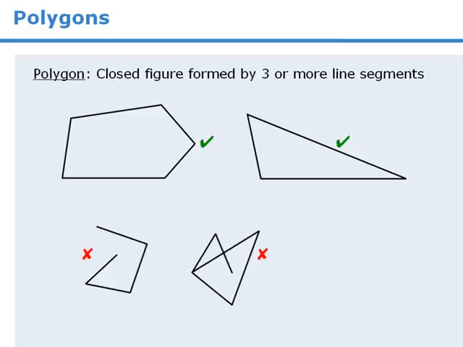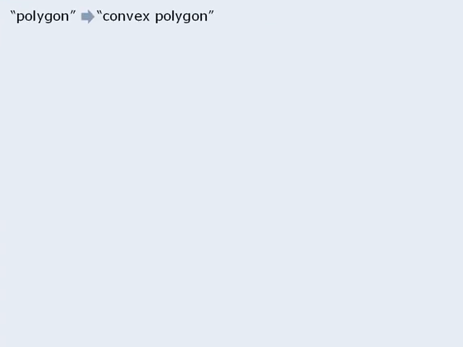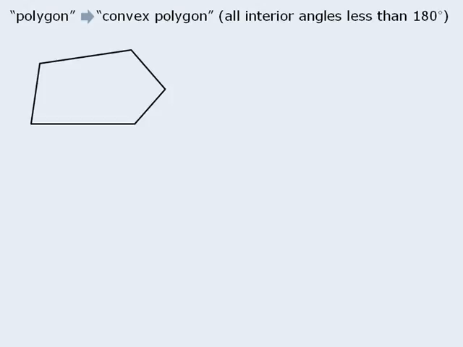Now on the GRE, when we use the term polygon, we are implicitly referring to a convex polygon, which means that all of the interior angles in that polygon are less than 180 degrees. So for example, since the interior angles here are all less than 180 degrees, this is a convex polygon.